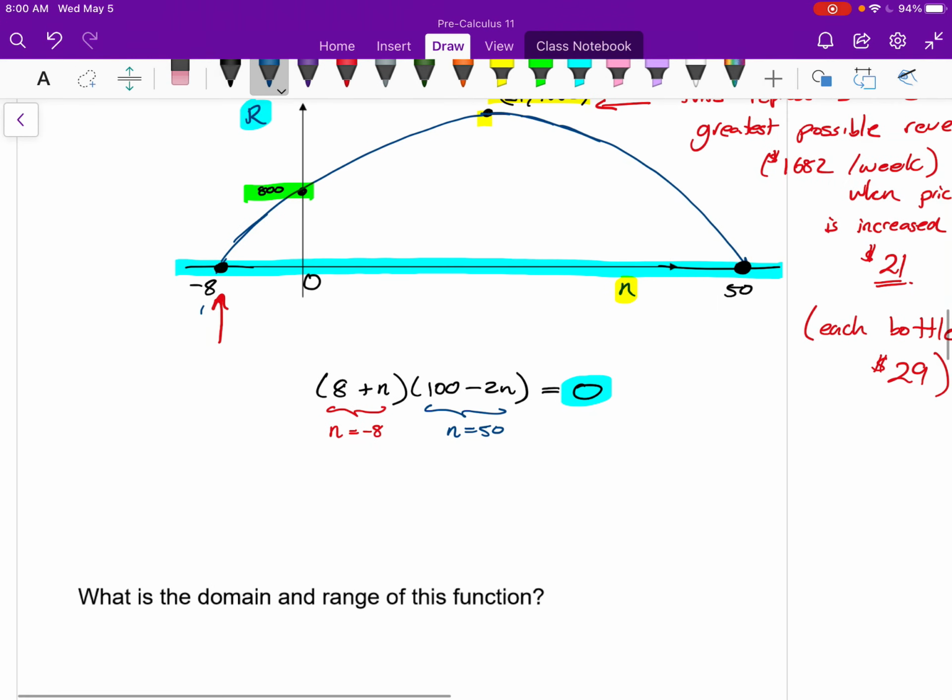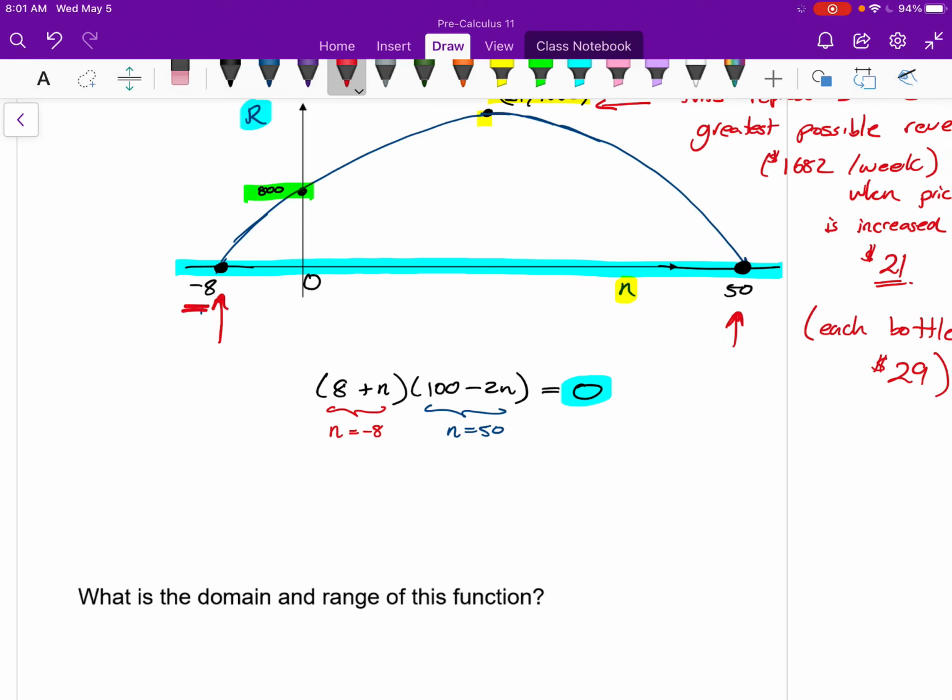And so in this case, that -8 represents when we take away $8 from the price. Don't forget the price was $8. So that means the bottle's now free. Yeah, you'll give away a lot of them, but you'll have no revenue. And this represents we raise the price by $50. So each bottle costs $58. And according to our model at that point, no one will buy it anymore.